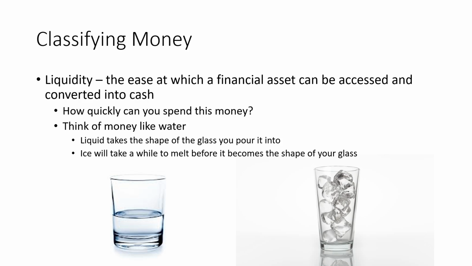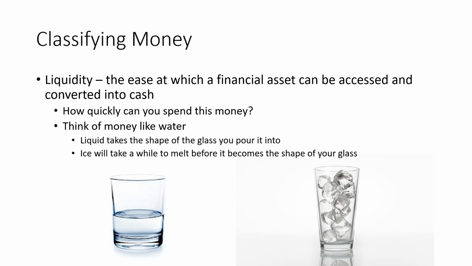In this video, we'll talk about classifying and measuring money. And to do that, we need to know what liquidity is. The more liquid money is, the easier it is to spend. And we can think about that in terms of actual liquids like water. The more liquid water is, the easier it flows and moves around.